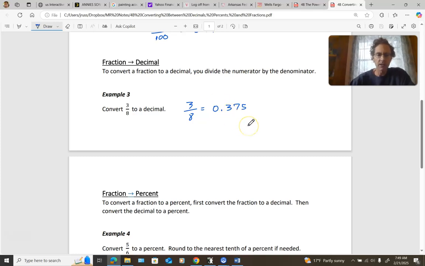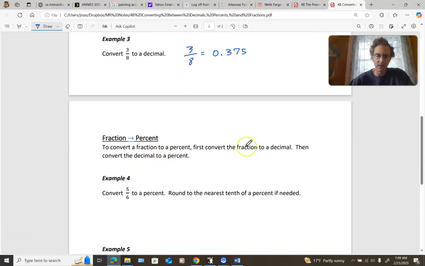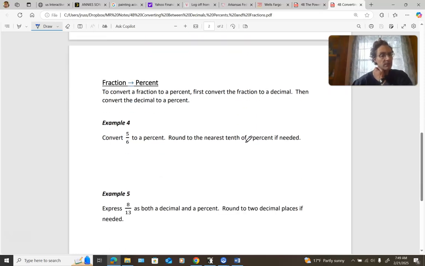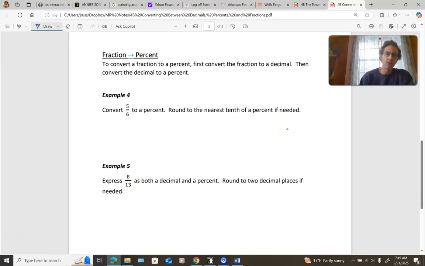Let's keep going. So what about converting a fraction to a percent? Well, you're going to go through the same process. You're going to first convert it to a decimal, and then convert that decimal to a percent. So for example, this number 4 here, it says convert 5/6 to a percent, and then it says round to the nearest tenth of a percent if needed. Well, you can divide 5 by 6 in the calculator, and you're going to get 0.83333, and the 3's just go on forever.